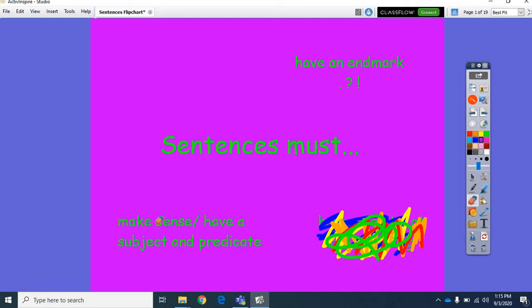For example, if I just walked up to you and said red ball, you would be confused because you'd be like, what about the red ball? That didn't make any sense. So yeah, a sentence must tell you who's doing it and what they're doing. That's the subject and predicate, and that makes sense. If I just say red ball, well, you don't know what's happening to the red ball or what somebody's doing with the red ball. You have to tell more.